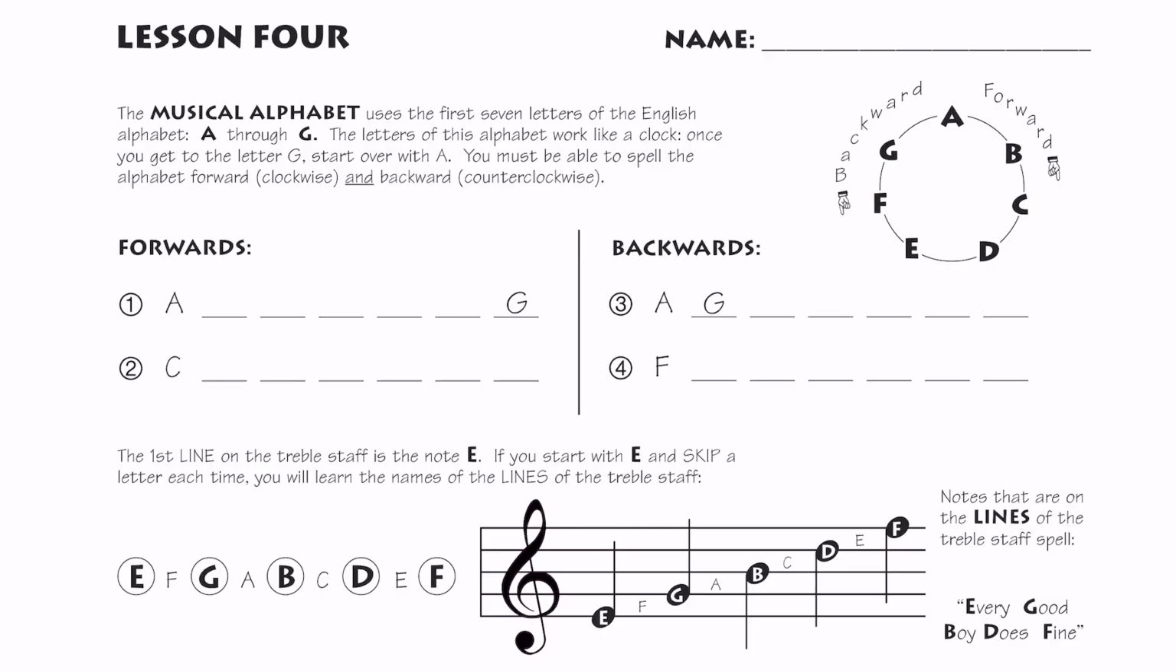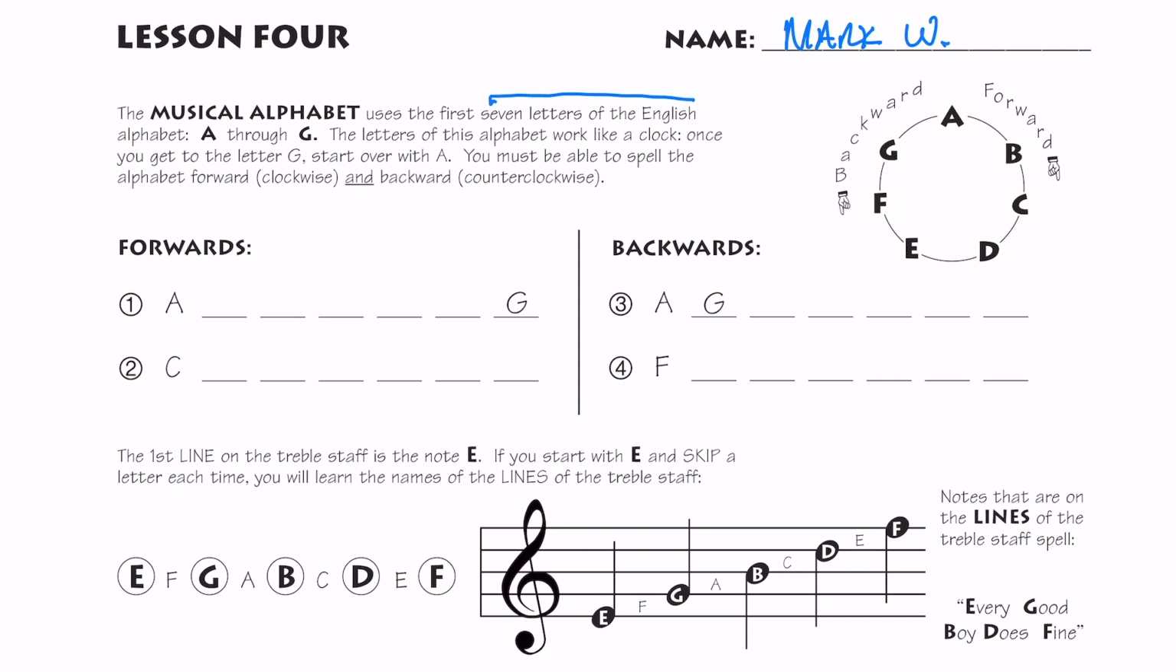Now, all music has note names to them. So we know counts. Counts are related to how many quarter notes are in a measure. Now we're going to learn note names. Before we even start, I almost forgot, write your name at the top of the page. All right, the musical alphabet uses the first 7 letters of the English alphabet.